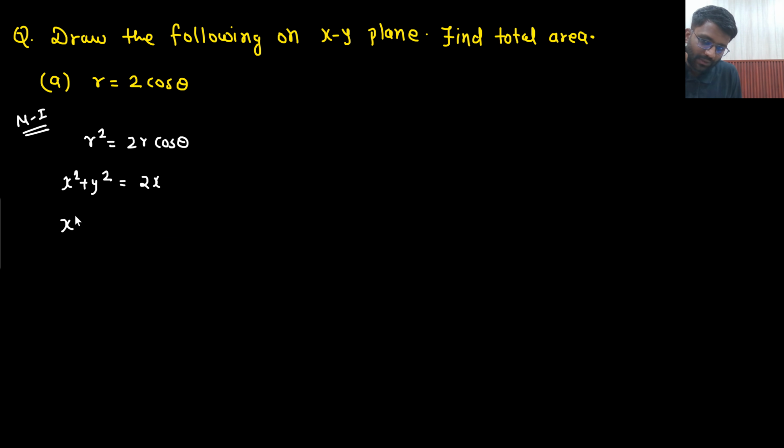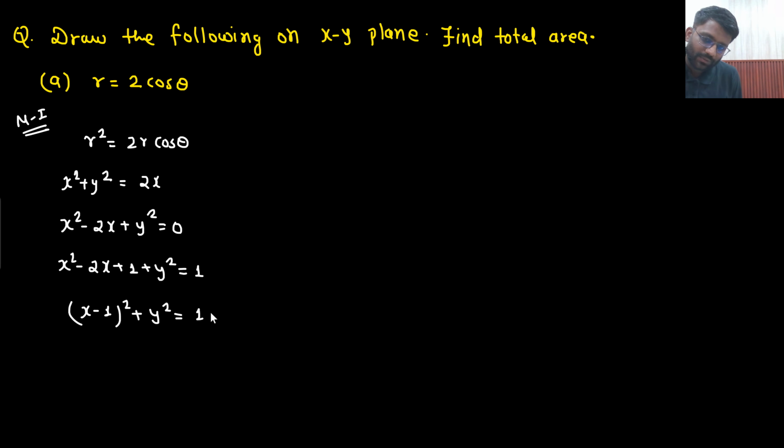Now if I take this 2x to the left, x squared minus 2x plus y squared equals 0. Now I am adding 1 on both sides. Why am I adding 1? Yes sir, you are adding 1 because this will become (x minus 1) whole squared. This will become (x minus 1) whole squared plus y squared equals 1 squared.